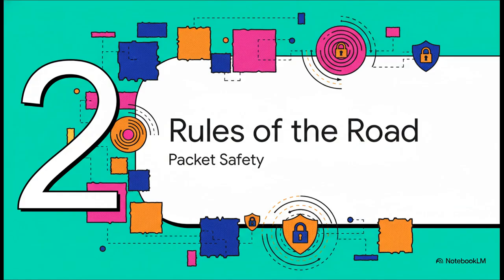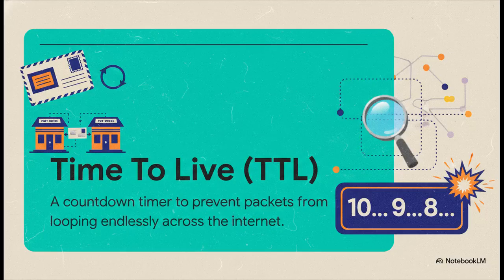So we've got the addresses down. But the internet can be a pretty chaotic place. What happens if one of our little postcards gets lost, or even worse, gets stuck in some kind of endless loop? Well, the header has some really smart safety features built right in to handle exactly that. One of the most brilliant of these safety nets is called Time to Live, or TTL.